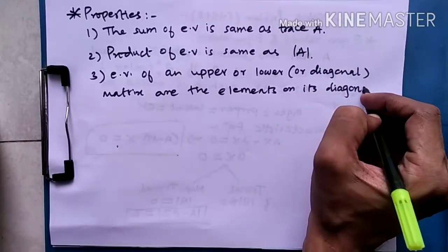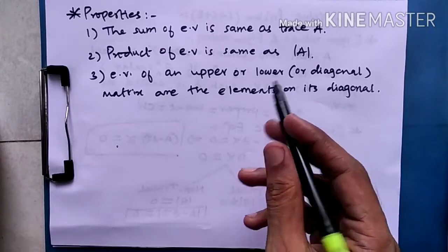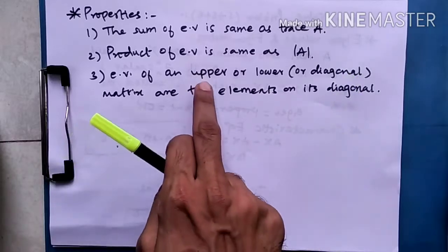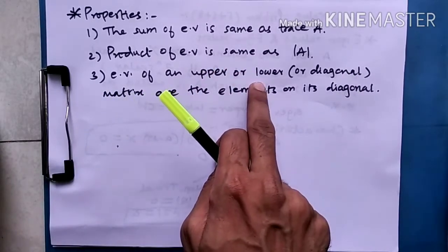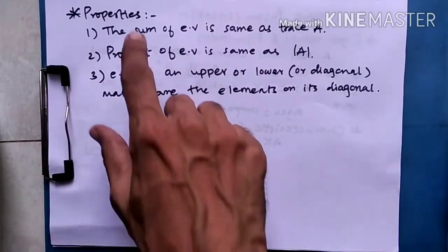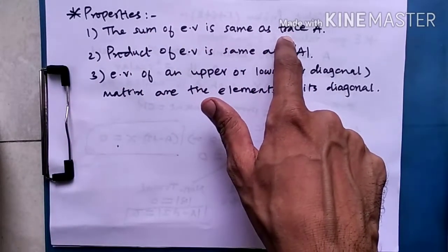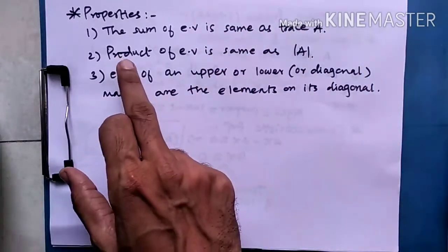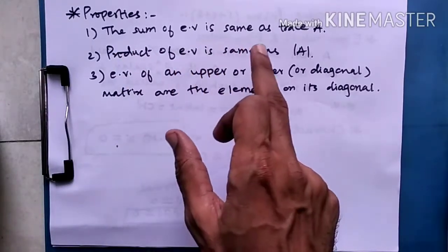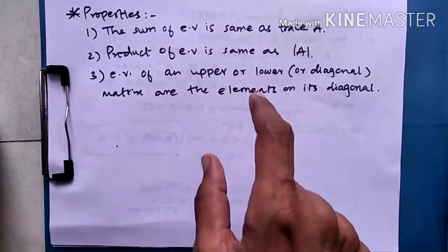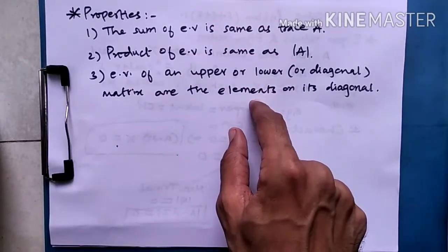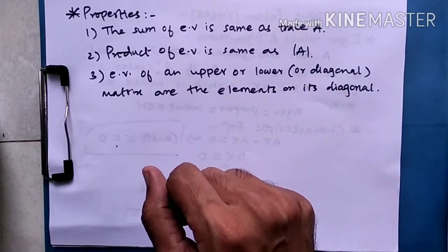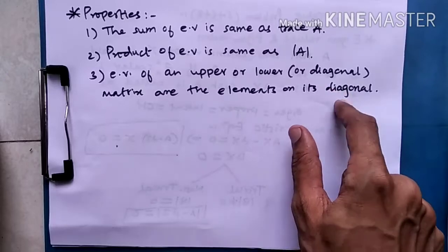Means we don't have to solve characteristic equation here to find the eigenvalues. We can easily identify them just from diagonal elements. When if matrix is upper triangular matrix or lower triangular matrix or diagonal matrix. See the first one, sum of eigenvalues is same as trace of the given matrix. Trace of the matrix means sum of diagonal elements. Second is product of eigenvalues is same as determinant of the matrix. And we already discussed the third one. So if matrix is upper or lower triangular or diagonal, we don't have to solve characteristic equation to find eigenvalues. We can easily identify it. That will be the diagonal elements.